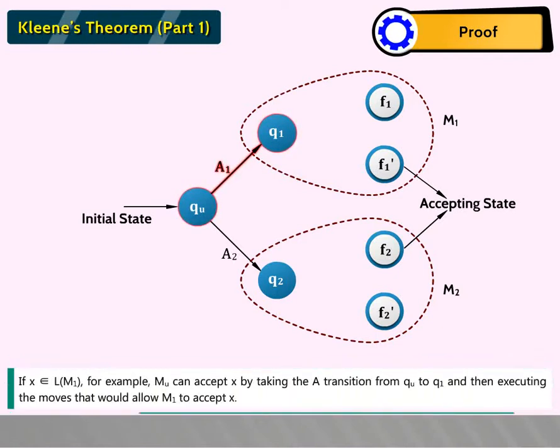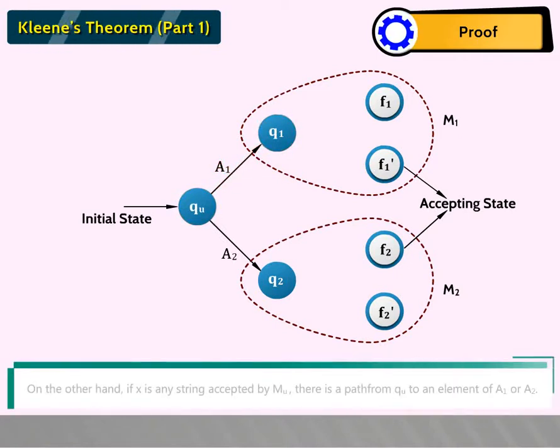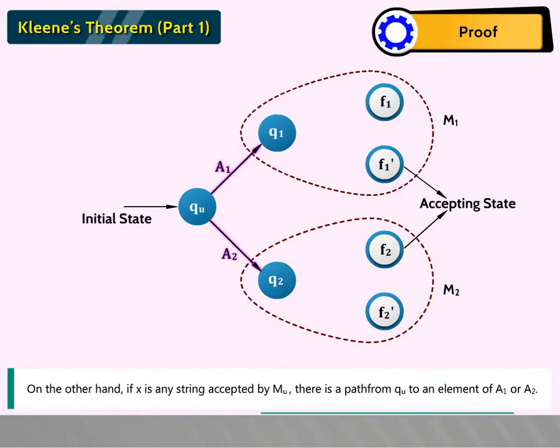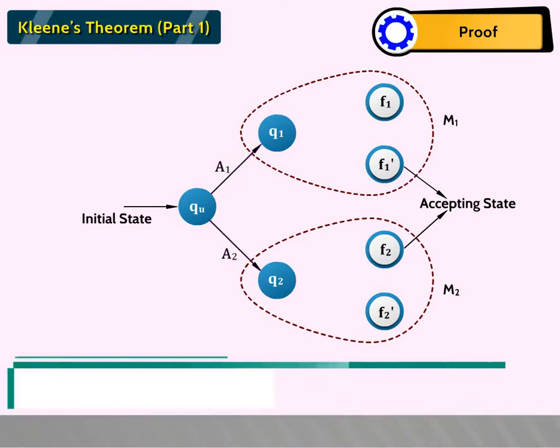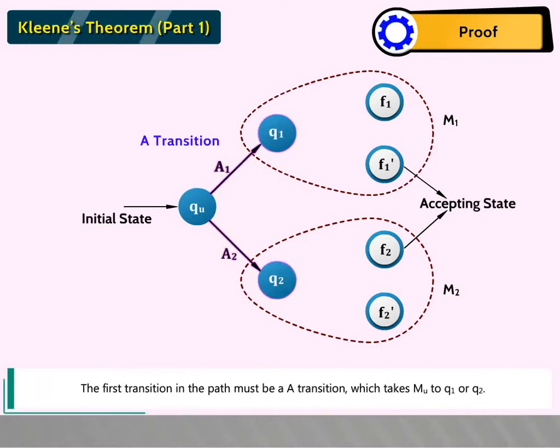If x is an element of L(M1), for example, MU can accept x by taking the Λ transition from qU to q1 and then executing the moves that would allow M1 to accept x. On the other hand, if x is any string accepted by MU, there is a path from qU to an element of A1 or A2. The first transition in the path must be a Λ transition which takes MU to q1 or q2.